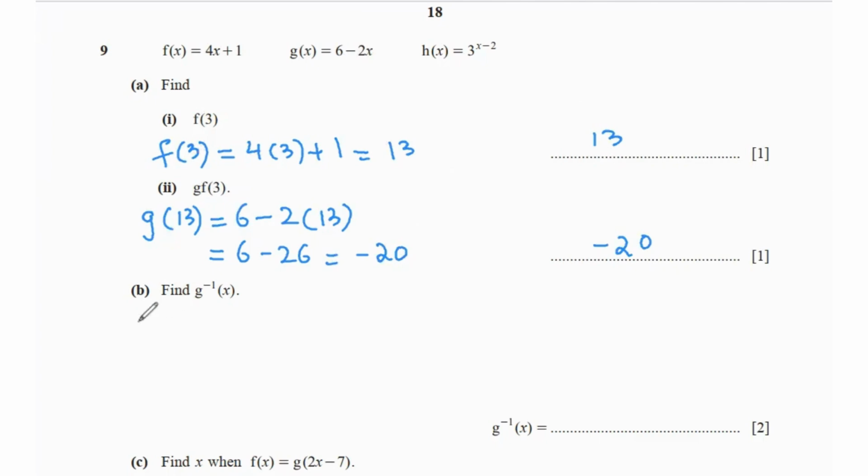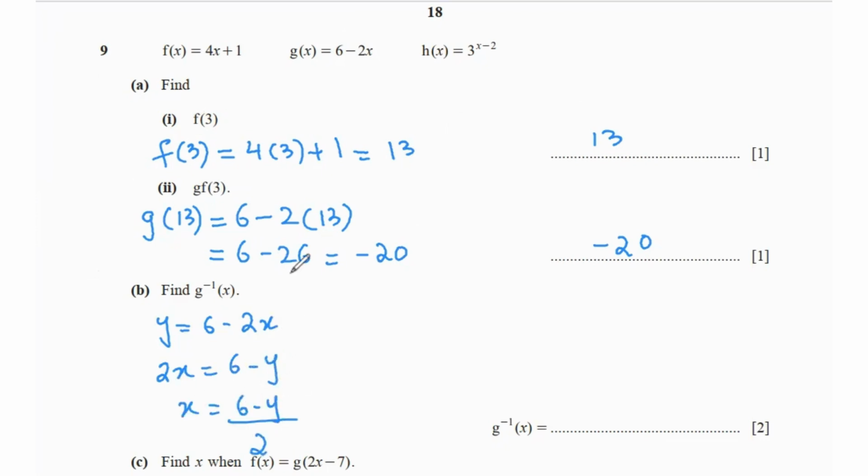Find the inverse of g. So you put g of x equals y, so y equals 6 minus 2x. Right now, y is the subject of the equation. You will make x the subject. So it's going to be 2x equals 6 minus y, x equals 6 minus y over 2.